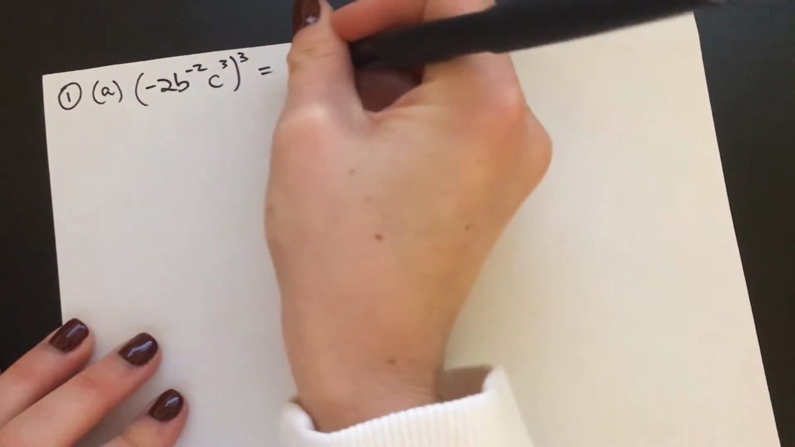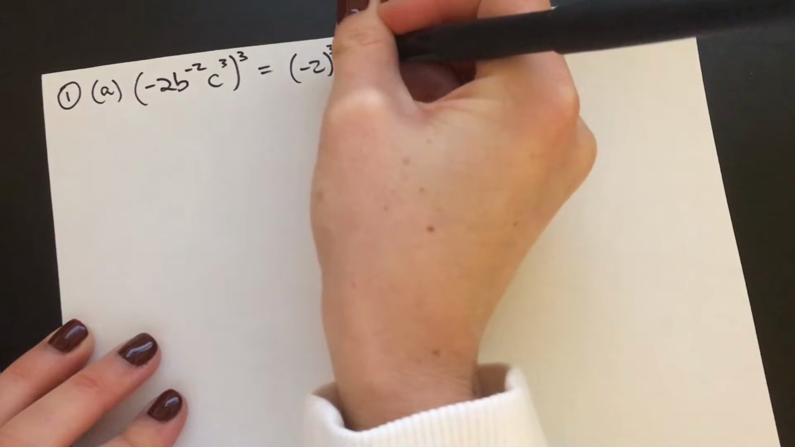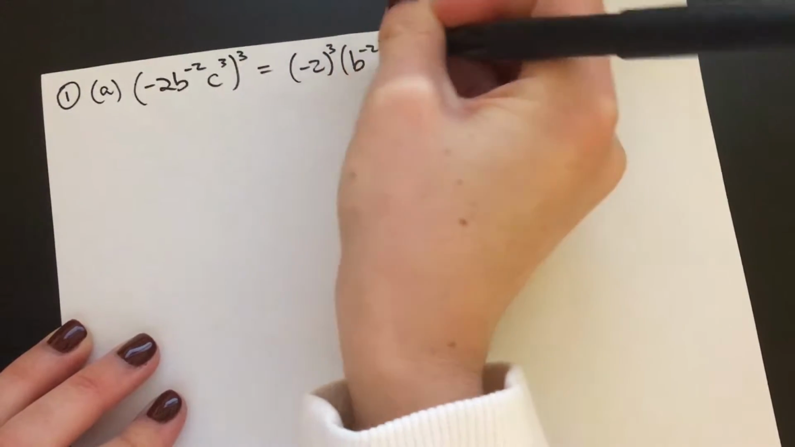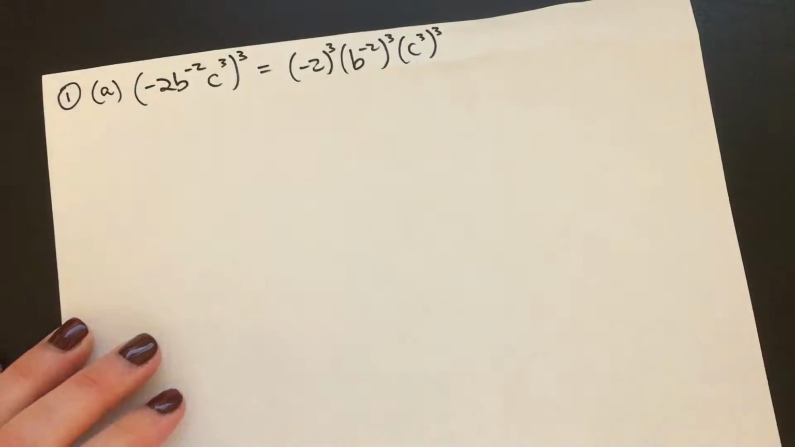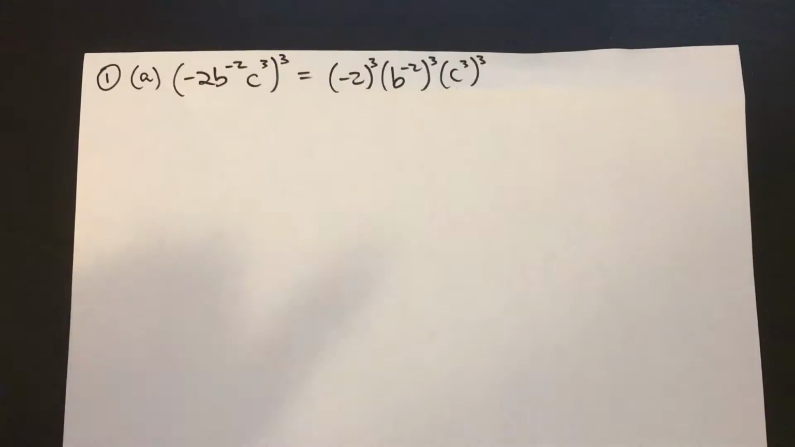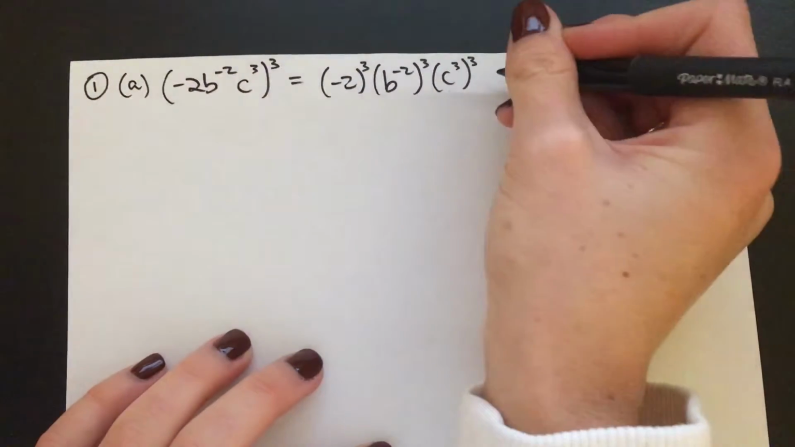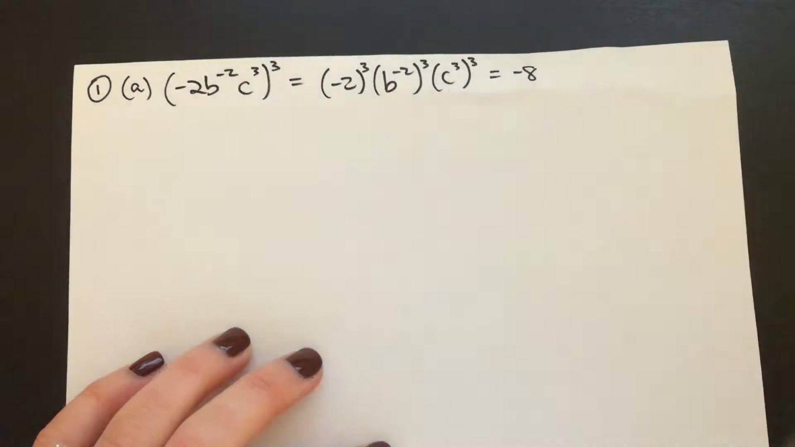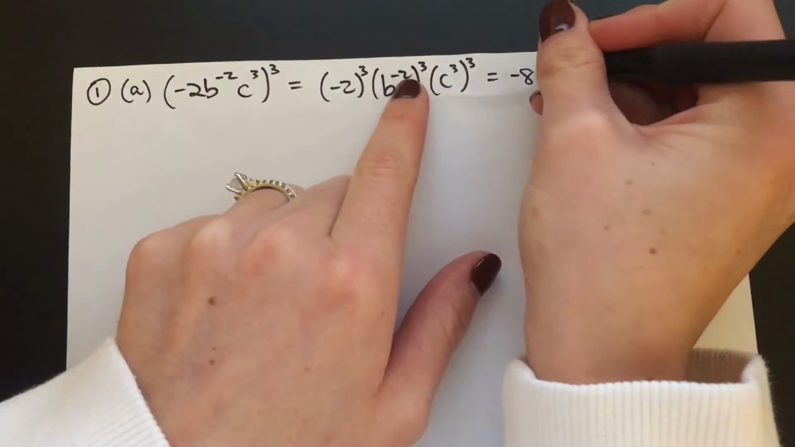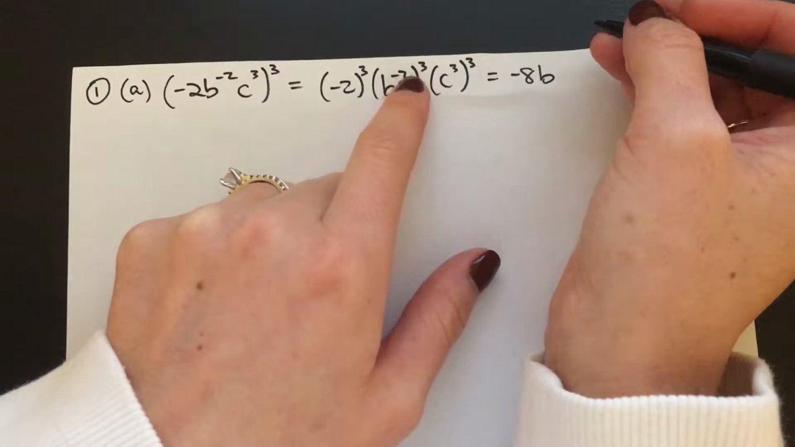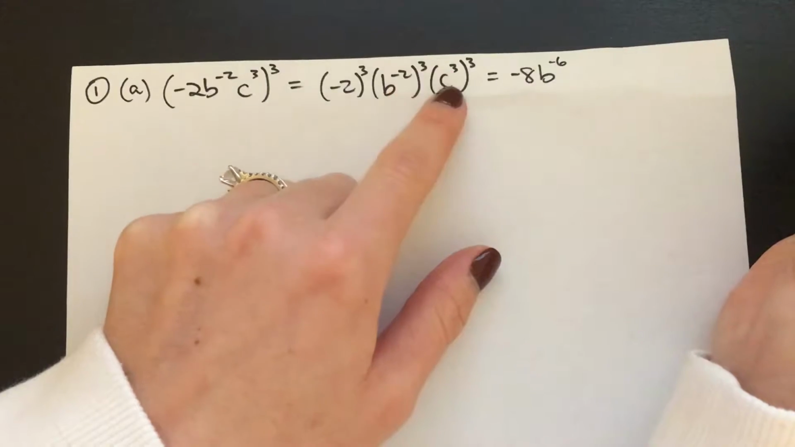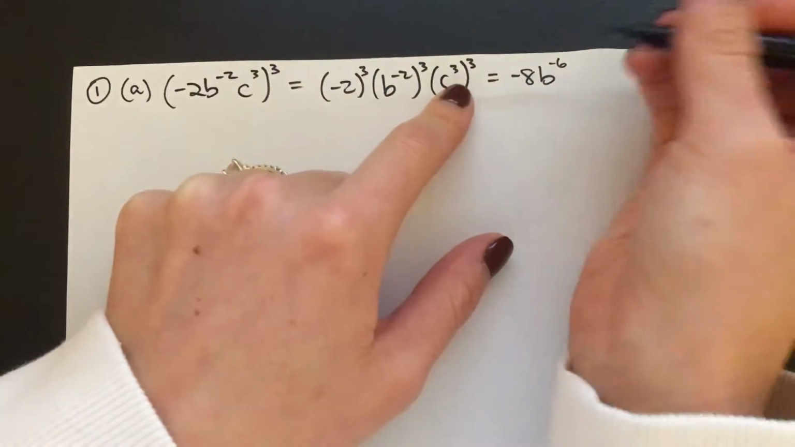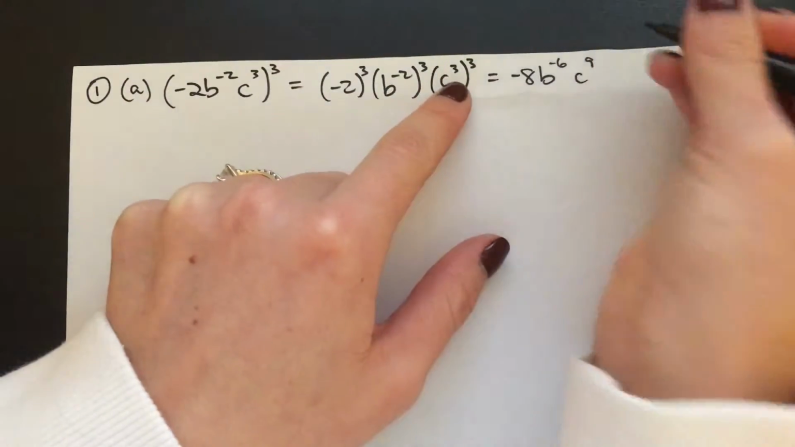So the negative 2 gets cubed, the b to the negative second gets cubed, and c cubed gets cubed. So when negative 2 gets cubed, that is like negative 2 times negative 2 times negative 2, and that is negative 8. Next, when I have an exponent being raised to an exponent, I multiply those exponents together. So my new exponent would be negative 6. So I'm going to need to fix that. And then c to the third, same thing, those exponents will get multiplied.